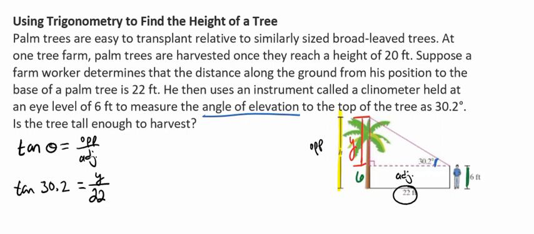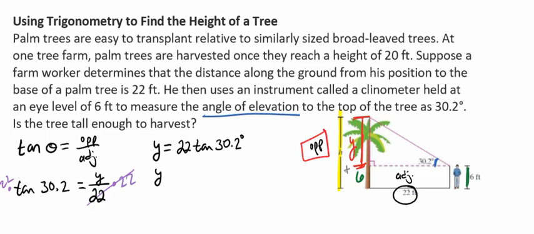So let's just come back here really fast. Our opposite that we're looking at is this y value. We're talking about the y right here. Because to get to h, all we have to do is then add the 6 to that. So we're looking for y. To solve this, I'm going to multiply both sides by 22. And that's going to give me that y equals 22 times the tangent of 30.2 degrees. And when we plug that into the calculator, that's going to give us a value of about 12.8 feet.